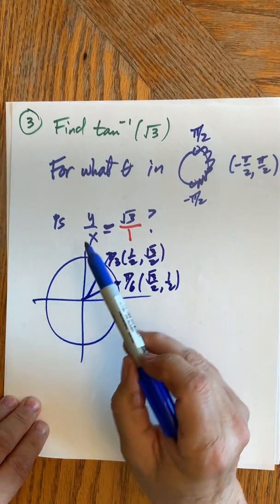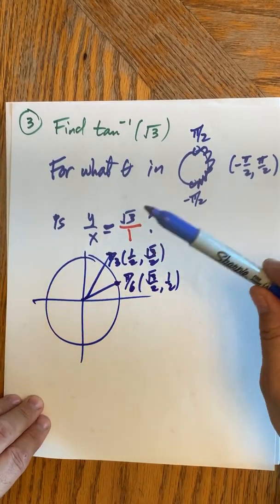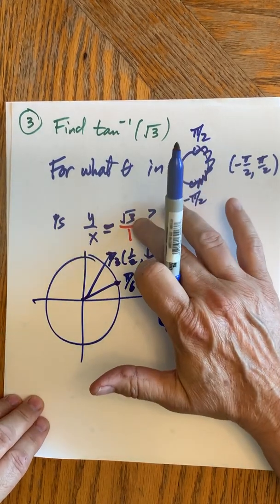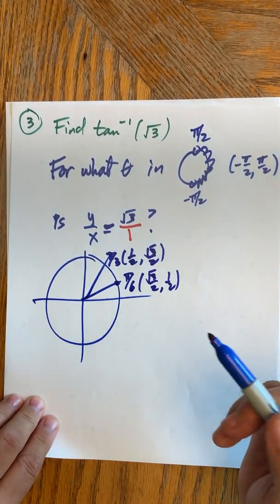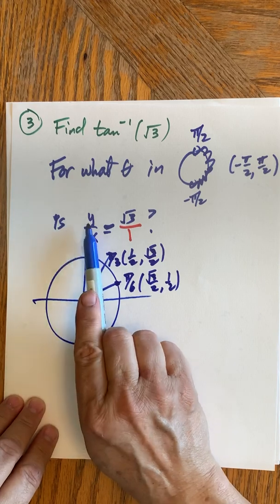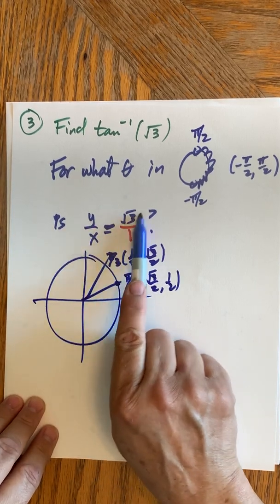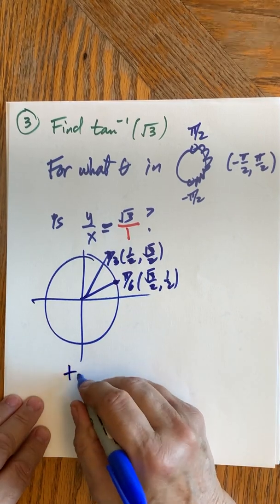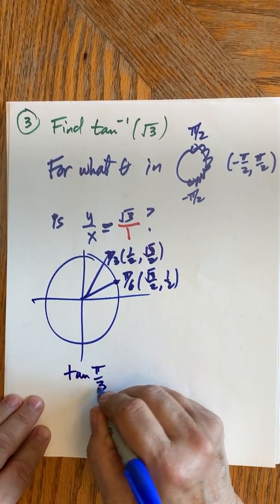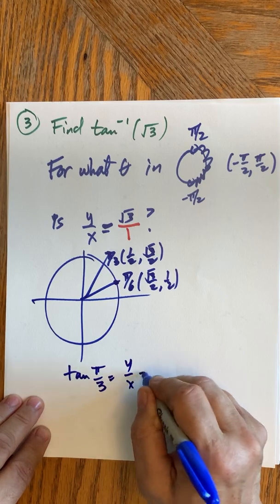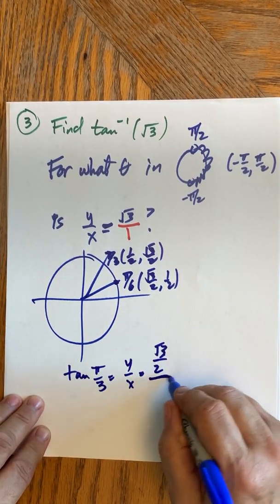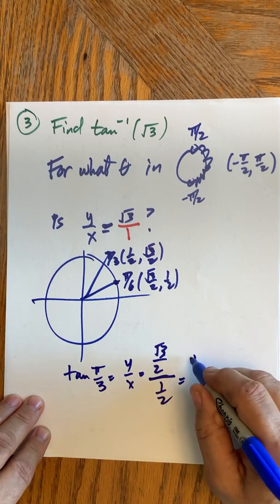Now you could try either one, right? You could try both of them and say, oh, well, let me find the tangent of pi over 6, let me find the tangent of pi over 3, and whichever one ends up being square root 3, that's the answer. But let me help you out. The y is the one that's got the square root 3. So here's x, here's y. It's going to be pi over 3. So if I just check tangent of pi over 3, the definition is y over x, coordinates are square root 3 over 2 over a half, flip and multiply.